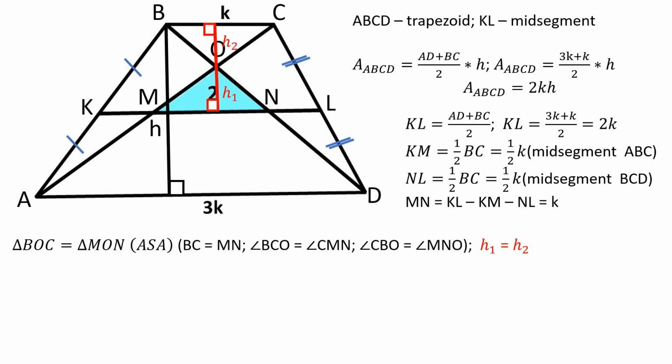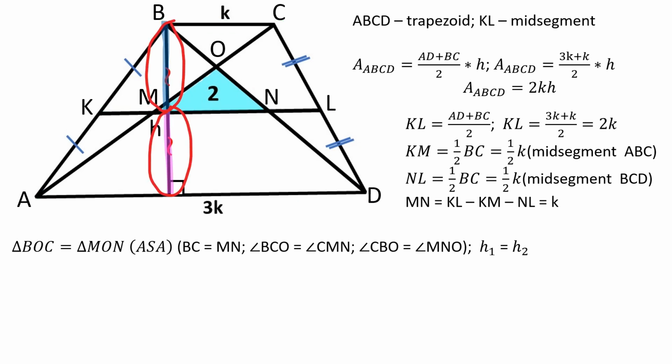Congruent triangles have congruent corresponding altitudes. H1 is equal to H2. Since AD and BC are parallel and KL is the mid-segment of the trapezoid, by the Thales theorem, KL divides the altitude of the trapezoid into two congruent segments. Therefore, H1 is equal to 1/4 of H.